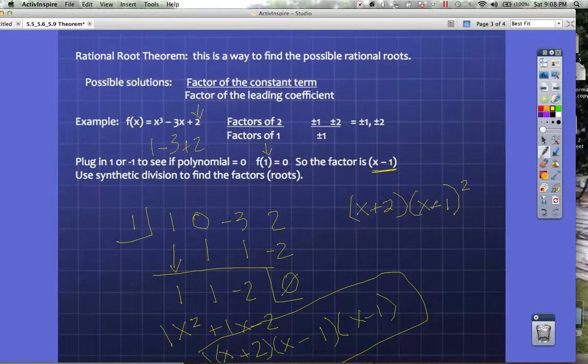Okay? So you take your constant term, find all the factors, take the factors of the leading coefficient, that has to be division just like this, and then you find all your possibilities, check one of them to see if you can find a 0, and then divide out, and you should be able to get the rest of them.